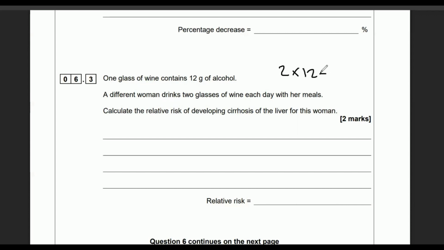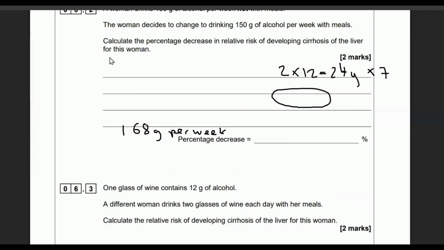So we want to go 2 times 12. She is having 24 grams a day. We need to times that by 7, which makes what? 148. Am I right? No, 168, you plonker. Right. So she has 168 grams per week. Now, she has it with meals. We want to go to the graph, find 168, draw a line up, go across, read off her relative risk. Let's do it, folks.